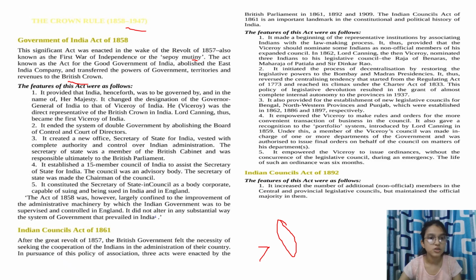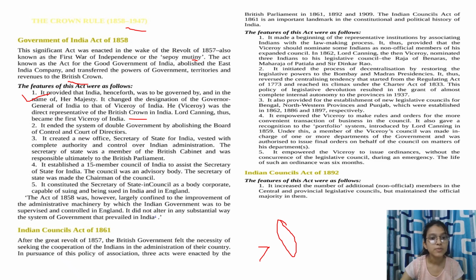So it has also some features. It provided that India henceforth was to be governed by and in the name of Her Majesty. It changed the designation of the Governor General of India to that of Viceroy of India. He was the direct representative of the British Crown in India. Lord Canning thus became the first Viceroy of India. So now India is properly in possession of the British. They are ruling from that particular area only. It's not the company rule now, it's the Crown rule. So they have shown their interest in ruling India.